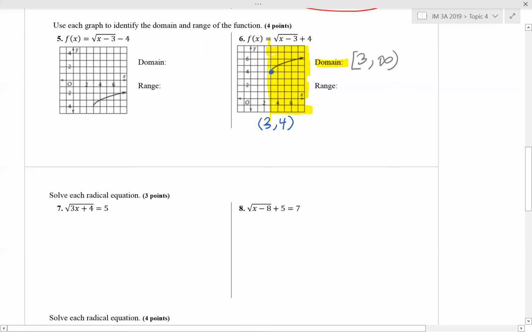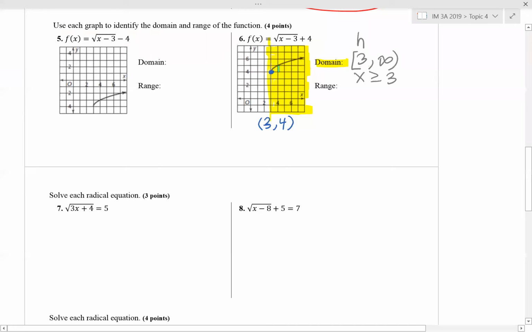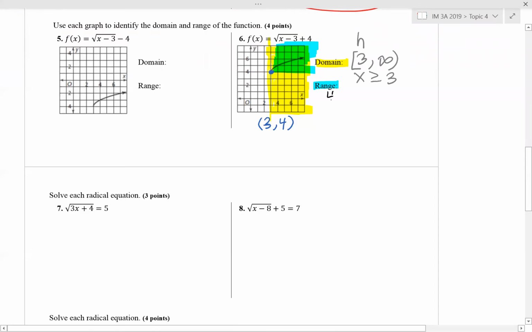So the domain goes from 3 to infinity. You can also write that as x is greater than or equal to 3. So notice that that's the value for H in our equation. Similarly, our range, the whole graph starts here and it will continue increasing. And so the range of values starts at +4 on the y-axis and then goes on forever upwards. So it's increasing at a slower rate than the domain increases, but it's still increasing forever. So this would also be a range of y is greater than or equal to 4.